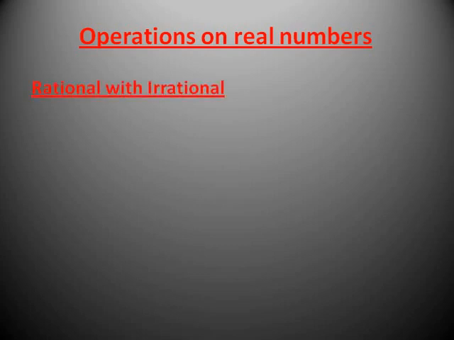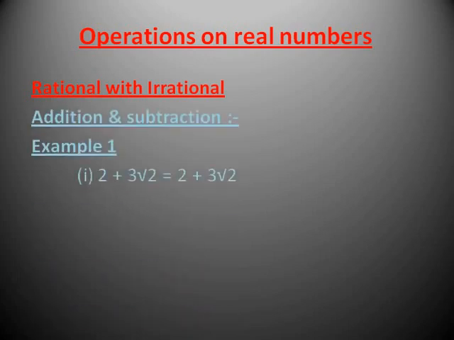In the first part of the video we will see what we get when a rational number is added or subtracted from an irrational number. See example 1 given here. 2 plus 3 root 2 is equal to 2 plus 3 root 2. 2 is a rational number here and 3 root 2 is an irrational, so they cannot be added together, thus there is no change when we add them, and the result is an irrational number.